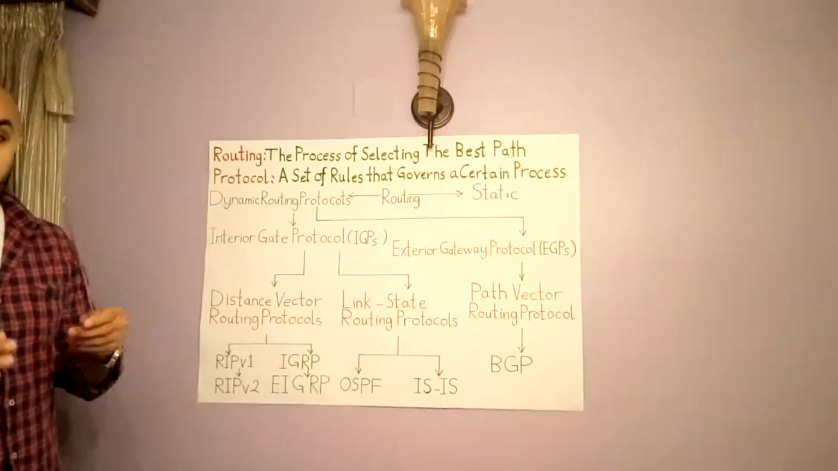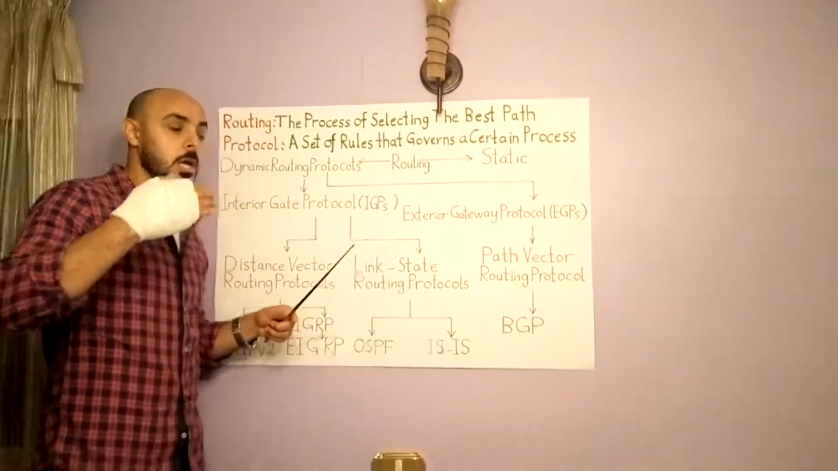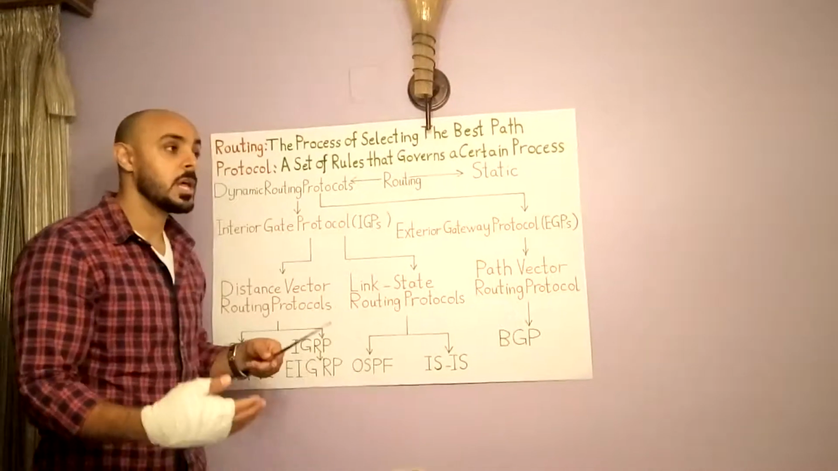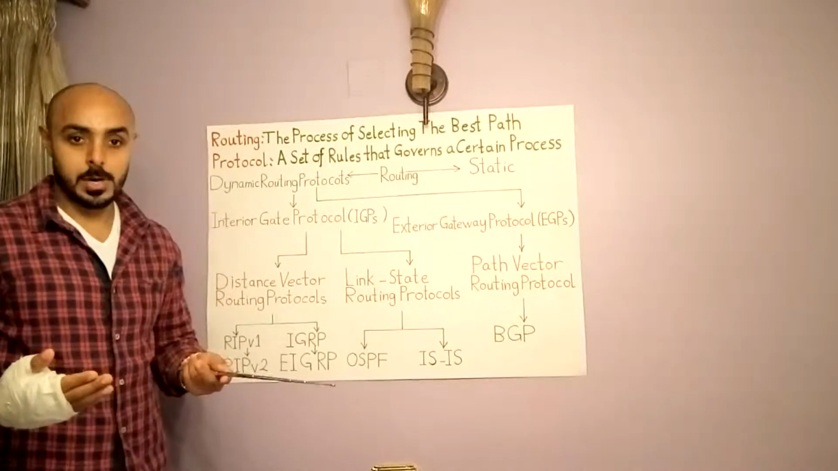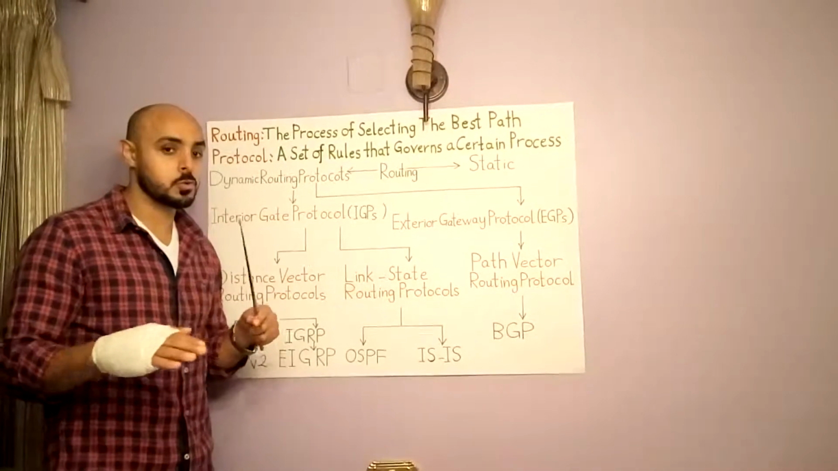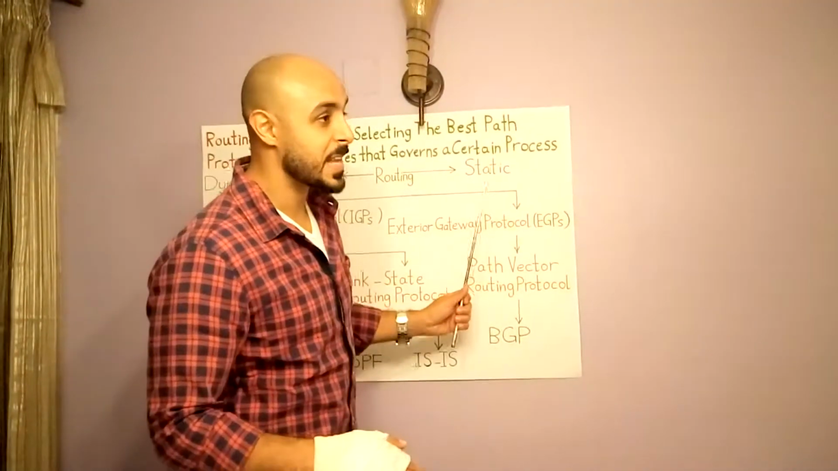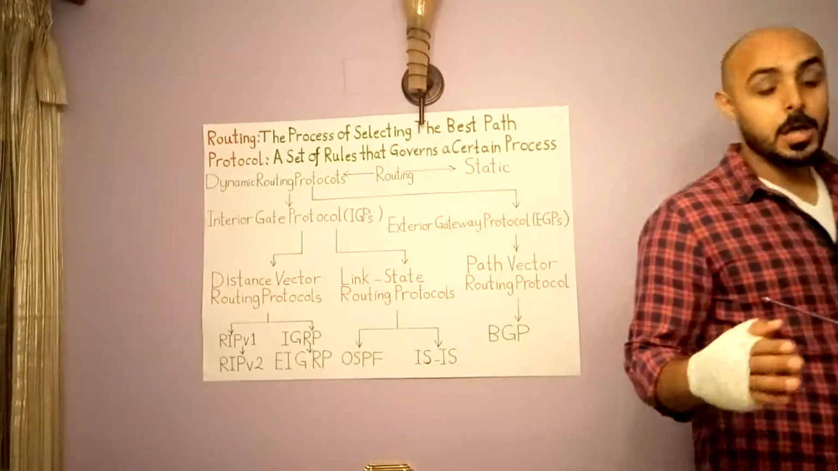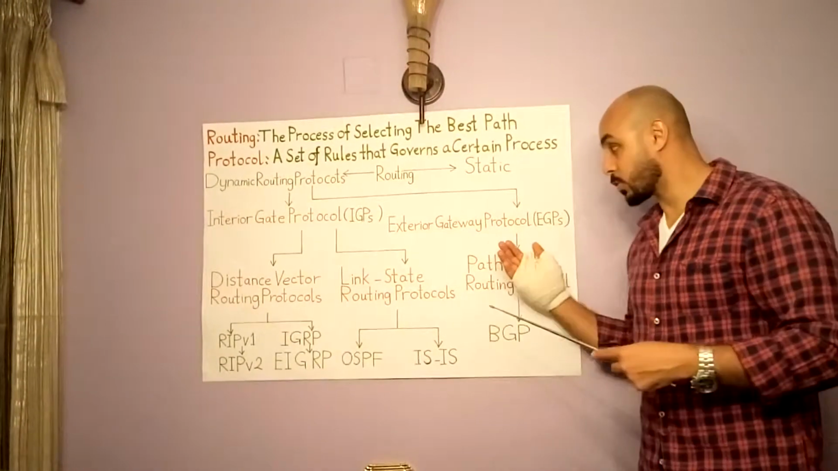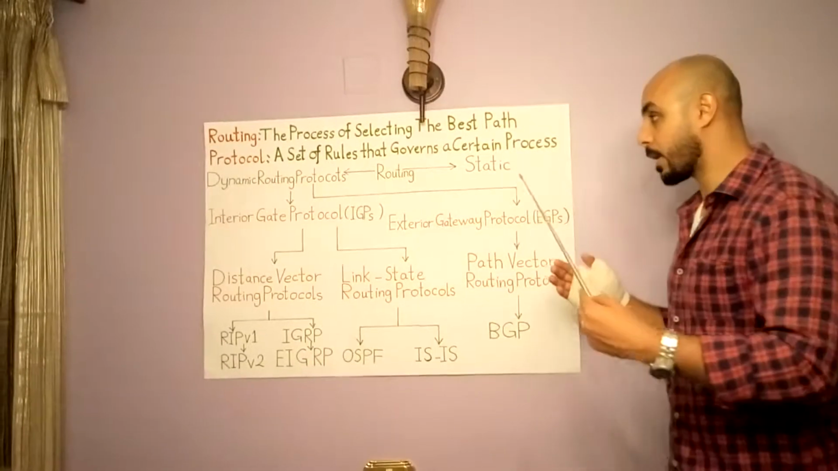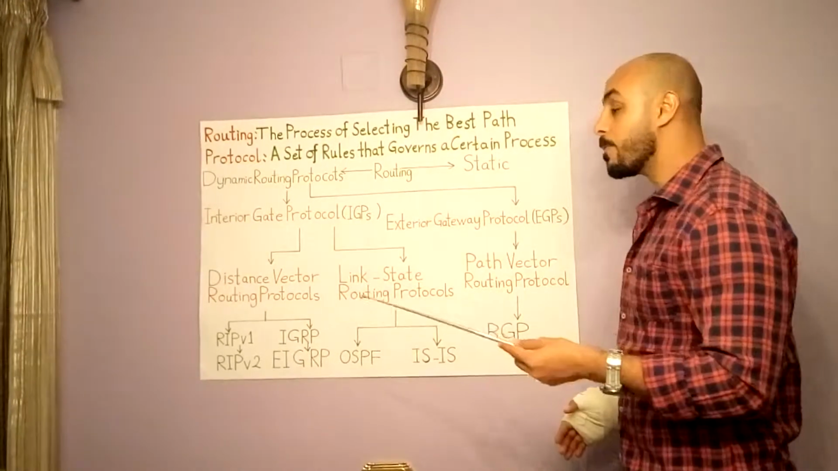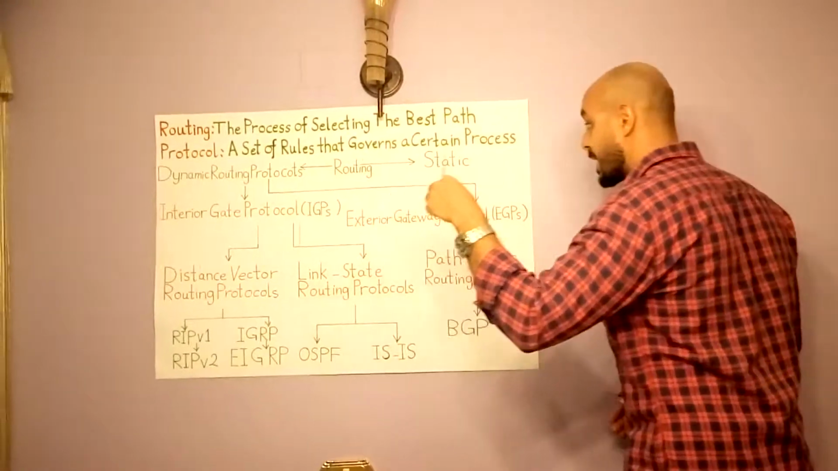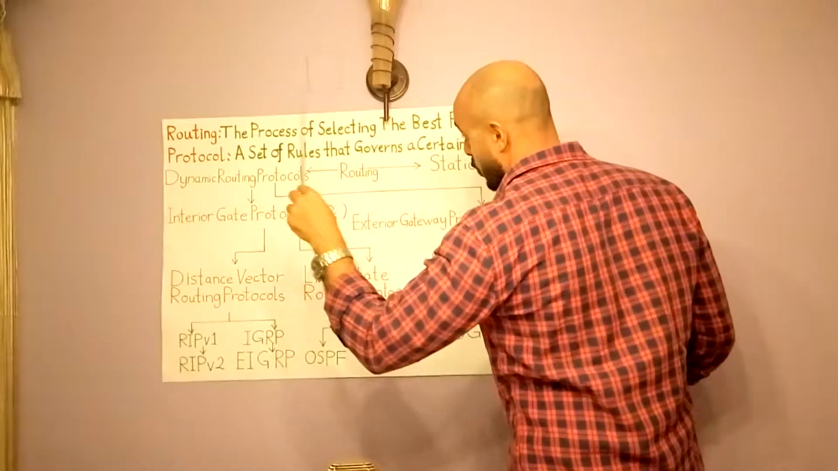If I tell the router about the path to reach a certain network myself, this means I am doing it manually. This is called static. Obviously, the other type would be the opposite of static, which is automatic or dynamic. So we have two main types of routing: the first one is static routing, and the other one is dynamic routing.